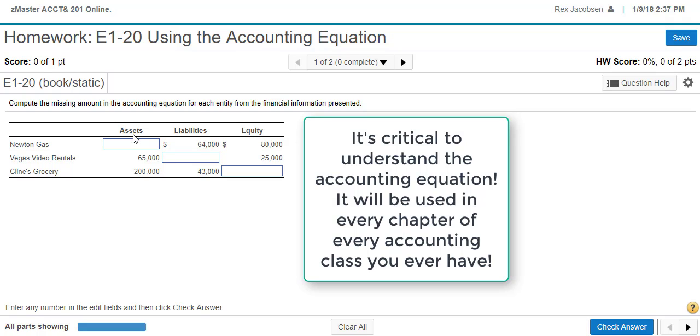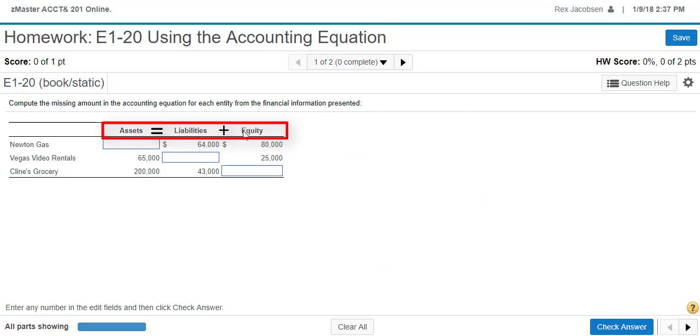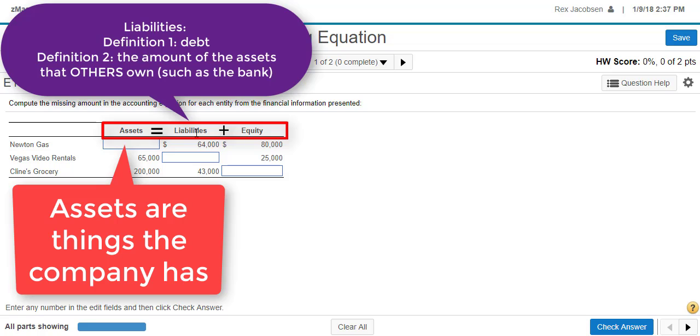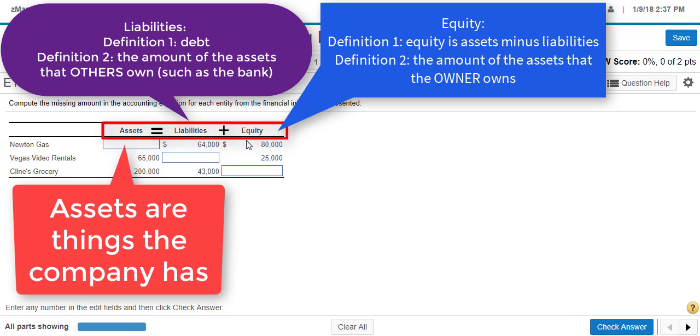So the accounting equation is assets equals liabilities plus equity. Now remember, equity is sometimes called owner's equity. And the definition of assets are things that the company has or things that the company owns. The definition of liabilities is debt. And one of the definitions of equity is assets minus liability. So mathematically, that's how you would calculate equity.